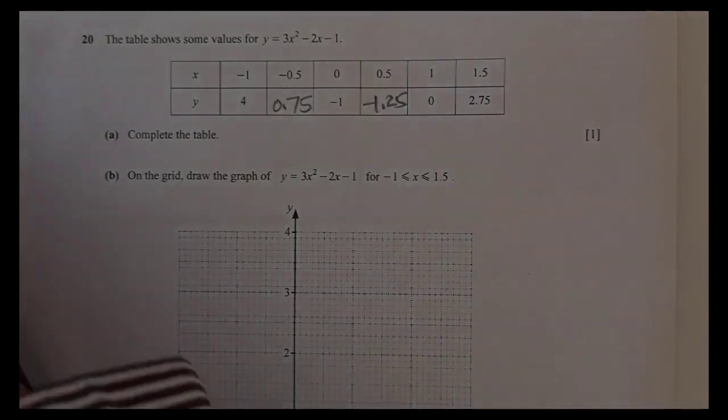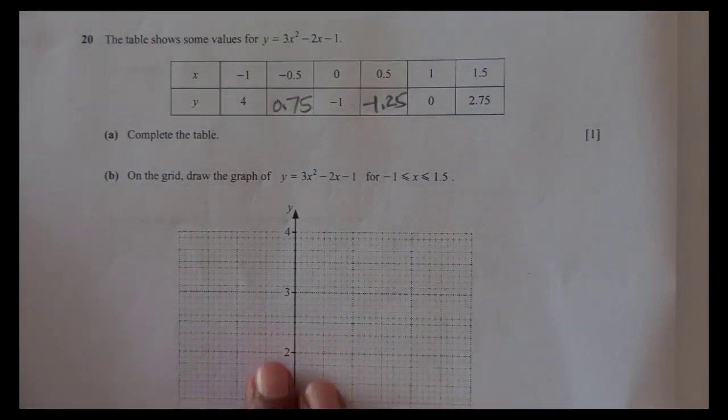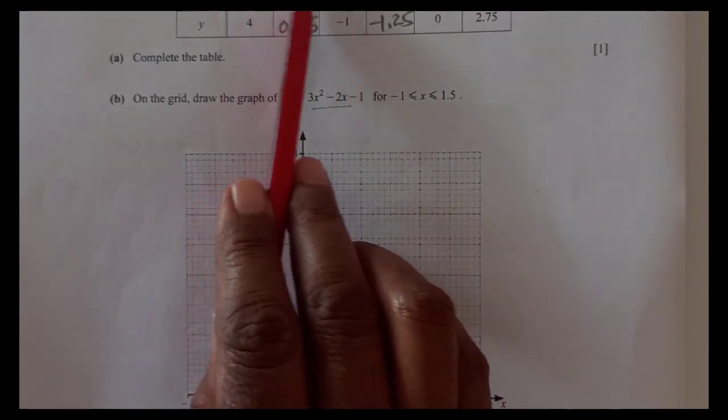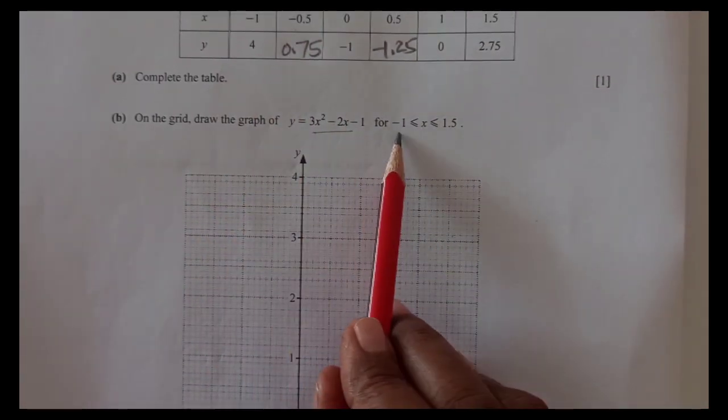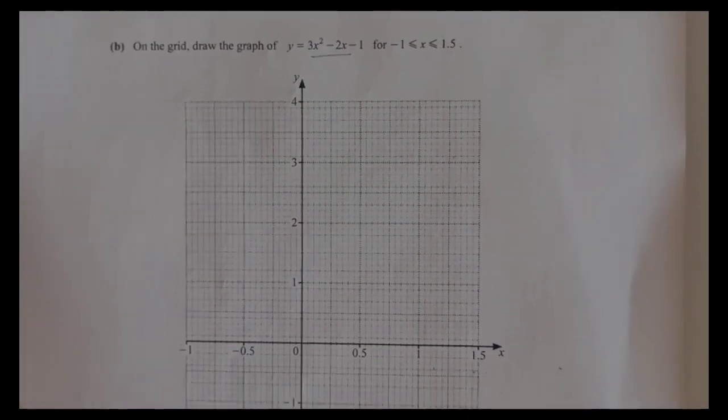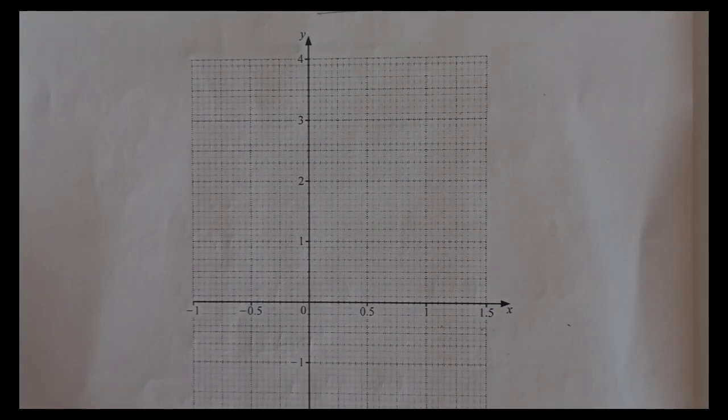Now the second part is going to draw the graph on the grid, the graph of this equation y equals this, from negative 1 to 1.5. We are given the values, and we are just going to plot the points here.